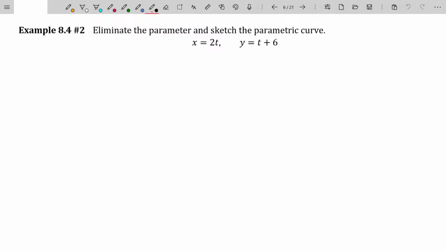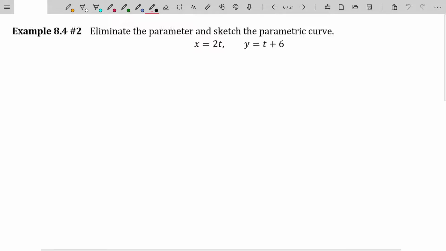So here's our first example, and note that if you watched my previous video, these are the parametric equations from the previous video, where we built a table of values and found out that this was representative of a line in the Cartesian coordinate system.